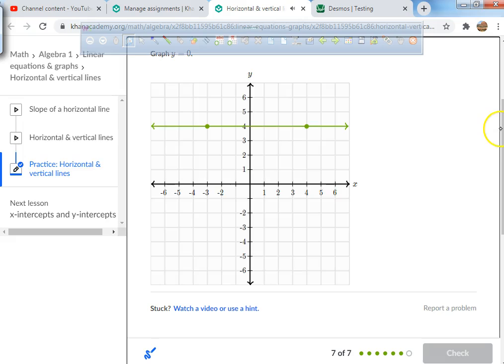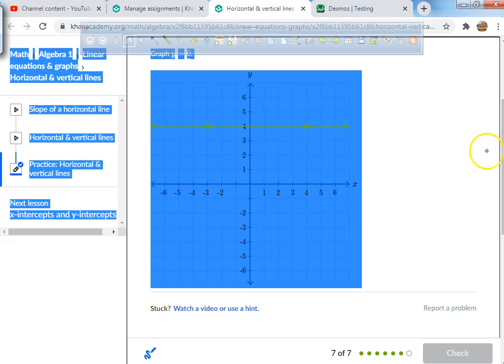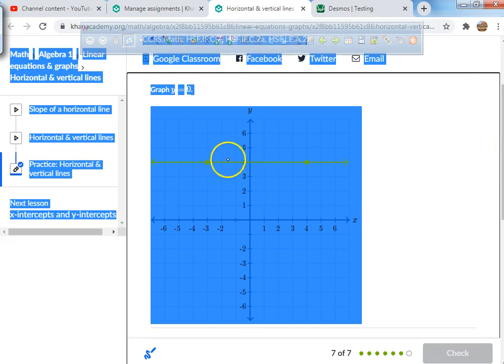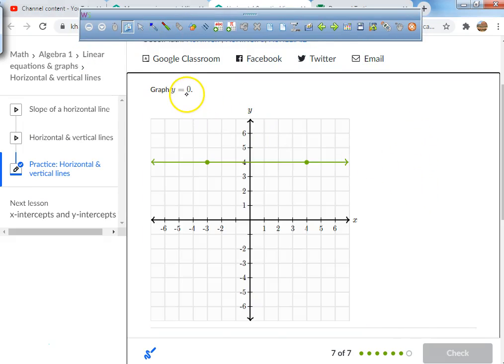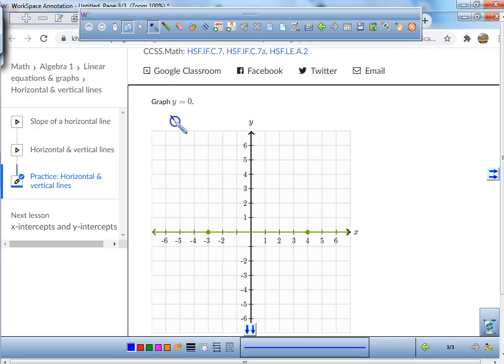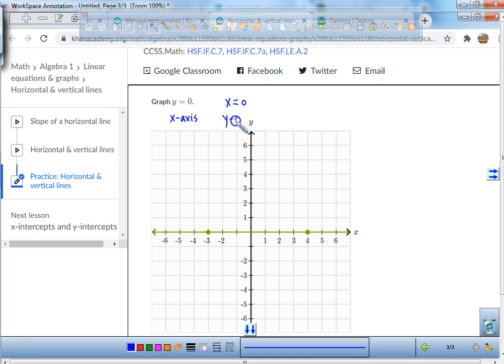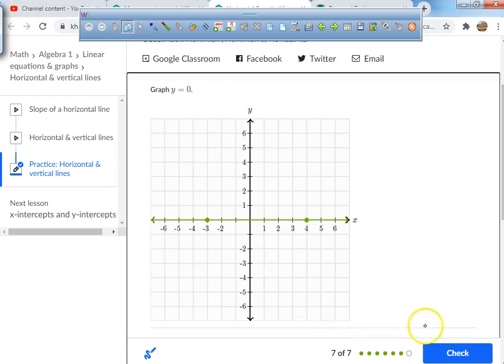Look at this. It says y equals 0. Well, that's literally on the x-axis. So whenever you see y equals 0, that is on the x-axis. And conversely, if it says x equals 0, that would be your y-axis. And that's it.